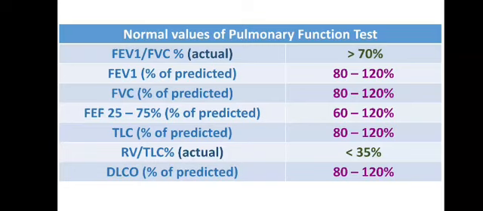FEF 25 to 75%, predicted value 60 to 120%; total lung capacity 80 to 120%; RV/TLC ratio, as it is a ratio, we have to consider the actual value. It should be less than 35%; and DLCO percentage of predicted value 80 to 120%. So in the FEV1/FVC ratio and the RV/TLC ratio, we have to consider the actual value, and in the other cases, this should be considered as percentage of predicted value.